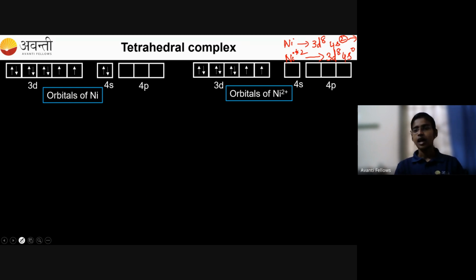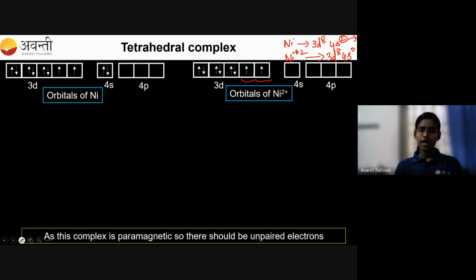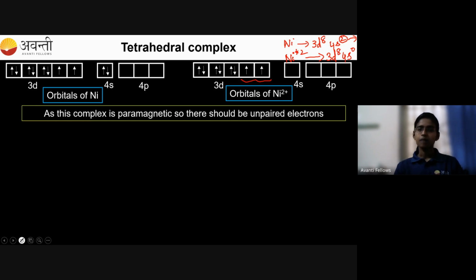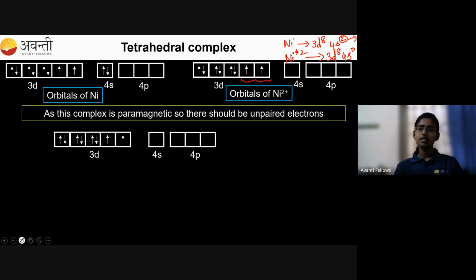This complex is paramagnetic in nature. That is what the experiment shows. That means there should be the presence of unpaired electrons, right? You should not pair up these 2 electrons. These 2 electrons have to be unpaired in nature. So if they are unpaired, the empty orbitals start from 4s.